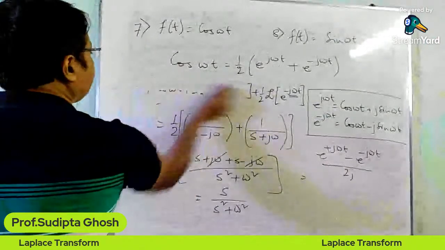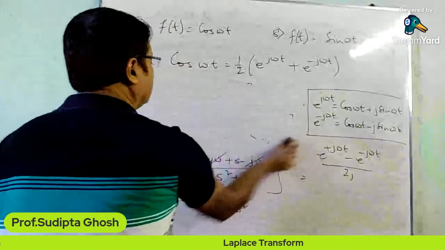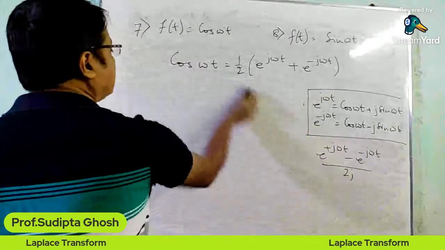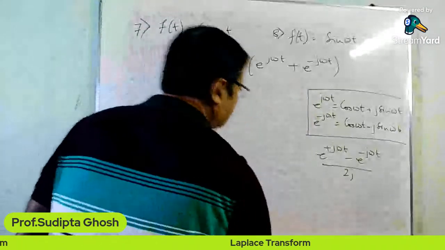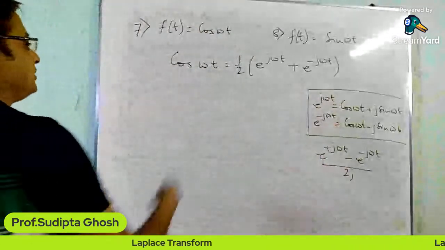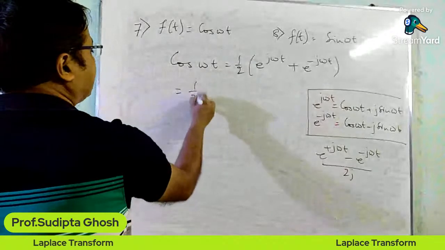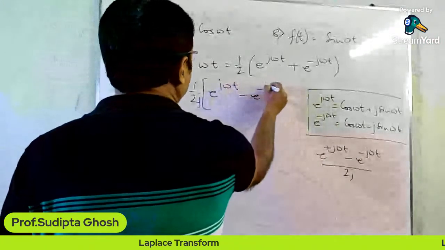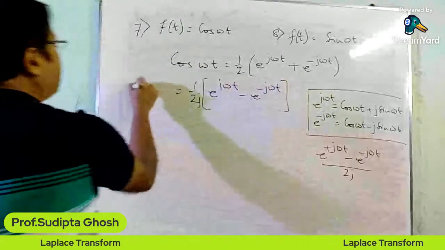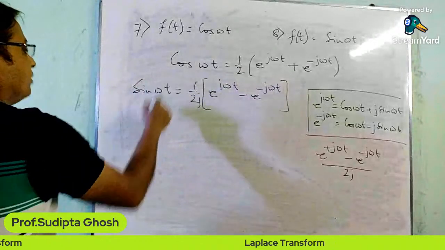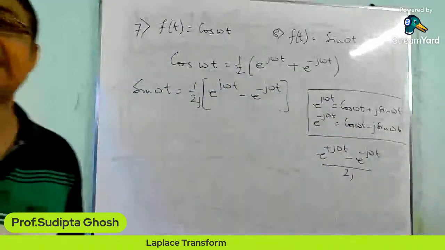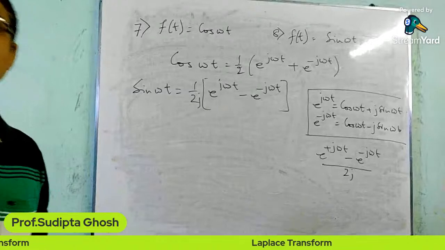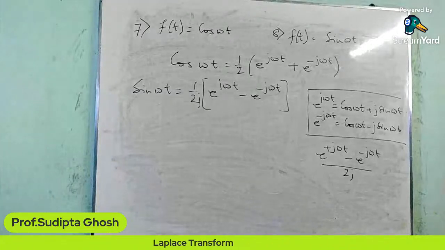You need not memorize this value. If you can't, then just remember these particular forms. These are simpler forms. So that is 1 by 2j, e to the power j omega t minus e to the power minus j omega t, and that is the value of sin omega t. So sin omega t can be written as 1 by 2j, e to the power j omega t minus e to the power minus j omega t.